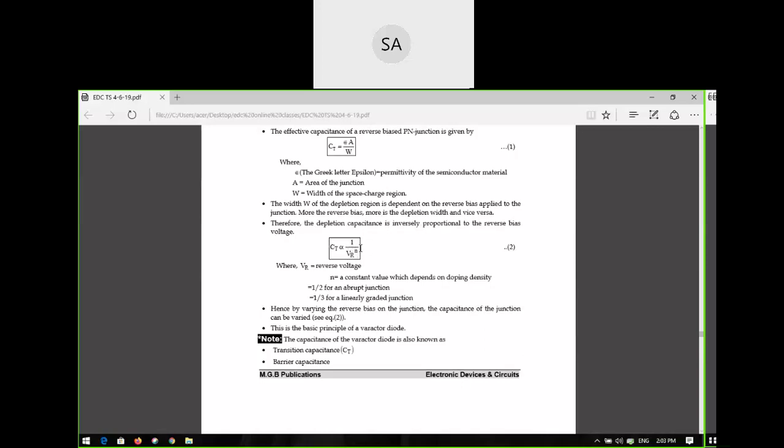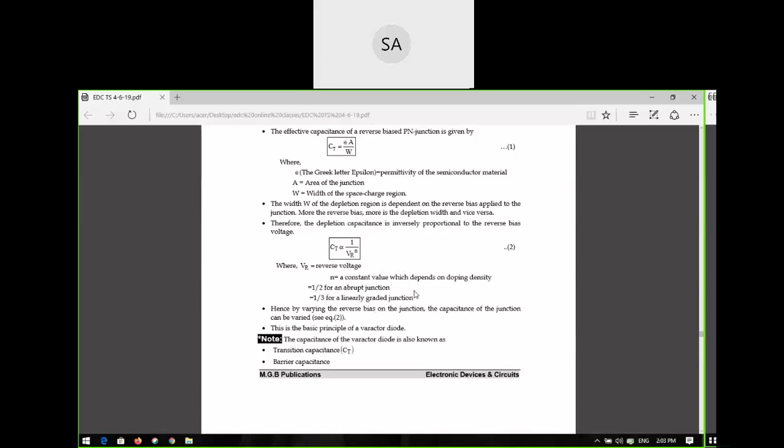So what is that VR power N? We are under root VR, so N equal to 1 by 2. For N equal to 1 by 2, for which purpose? For the abrupt junction, and there are two types of junctions.